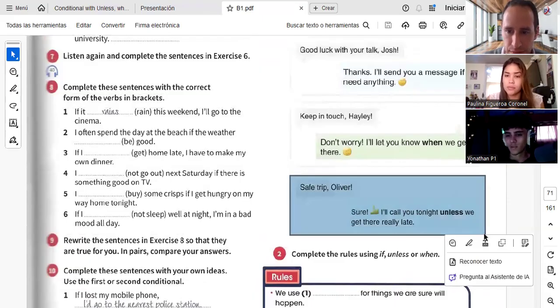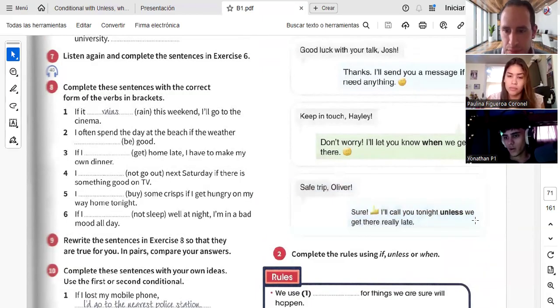Okay, here. Said Oliver: Sure, I will text you tonight unless we get there really late. Okay, what kind of conditional is this? I'm not sure if it is first or zero. This is first. Remember that in zero, you use present simple and present simple. And here you have future and present simple. So this is first conditional. So all of these are conditionals, but in each message, they use a different condition clause: if, when, and unless, right?